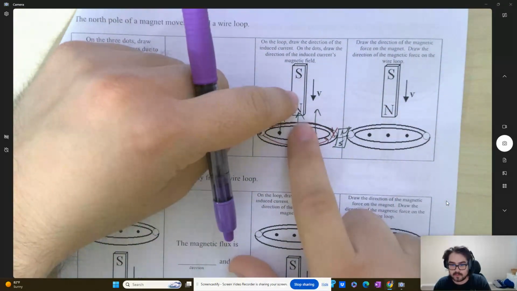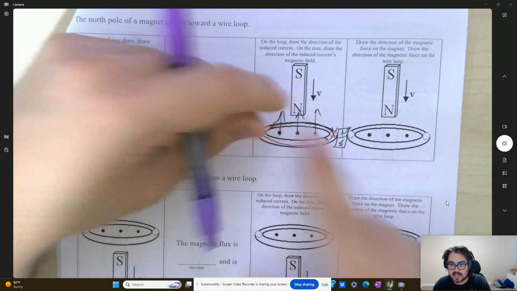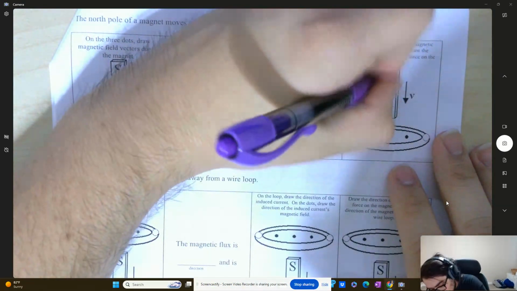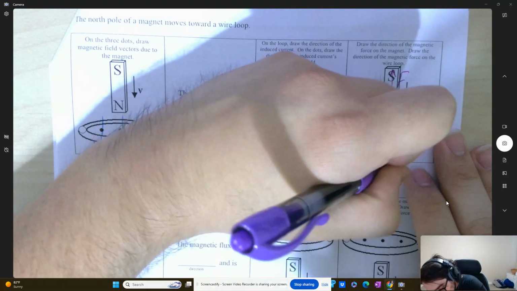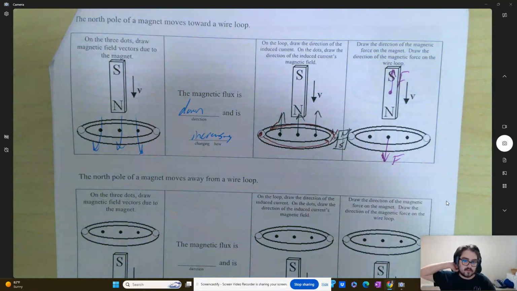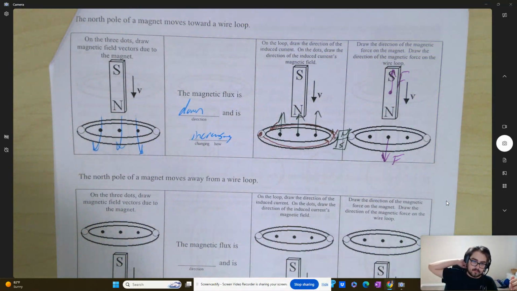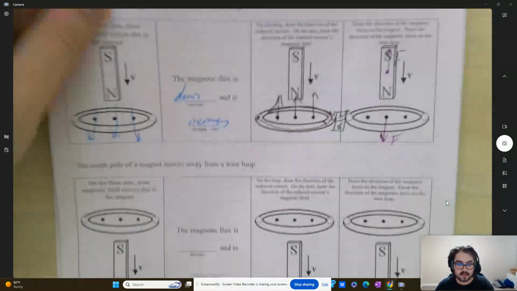Wait, the two north poles are pointed towards each other. So what's going to happen? They're going to feel a force opposing each other. That's the magnetic force they're going to feel, because the north poles are together, so they're basically pushing each other away.